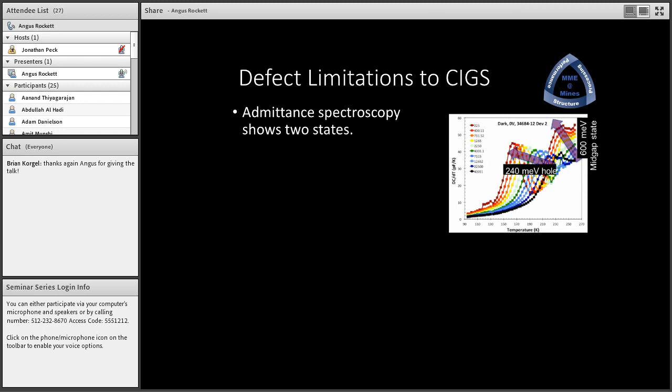There are a certain number of limitations to CIGS resulting from defects. Admittance spectroscopy, where you measure the capacitance of the material as a function of temperature. Here I show the derivative of an admittance spectrum taken at a range of frequencies. And what you're looking at is release of trapped carriers from defect states. In this case, there's a 240 millielectron volt hole trap, and there appears to be a 600 millivolt hole trap as well that shows up at the higher temperatures in the material. So there are a couple of trap states that you can find.